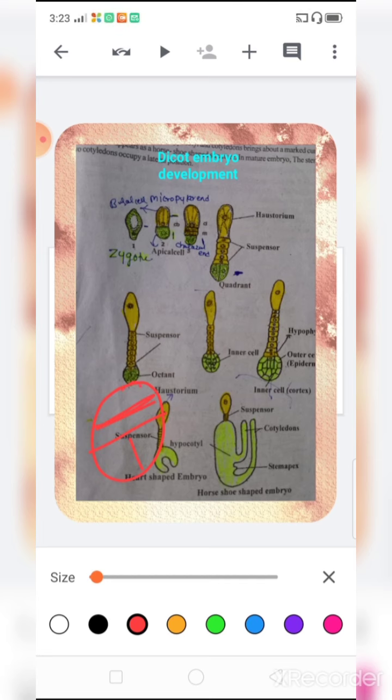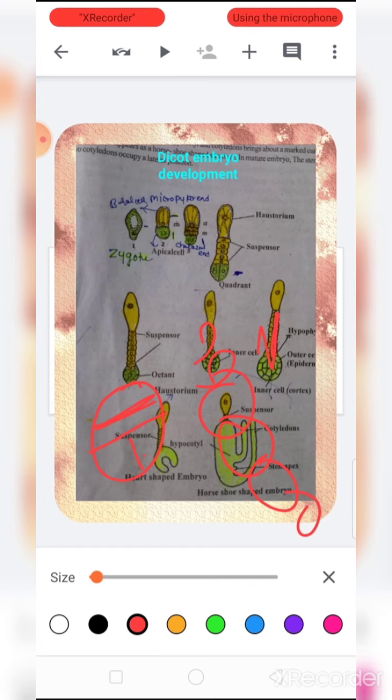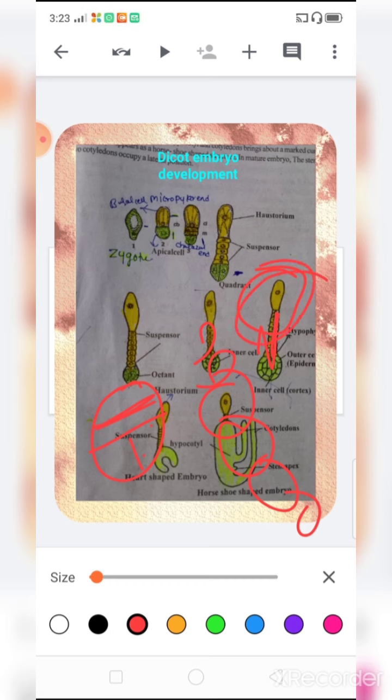The two cells developed from the basal cell of the four-celled proembryo divide several times and form a long suspensor, which contains 6 to 10 cells. The uppermost cell of the suspensor, present at the micropylar end, becomes enlarged and vesicular. This enlarged cell acts as a haustorium.